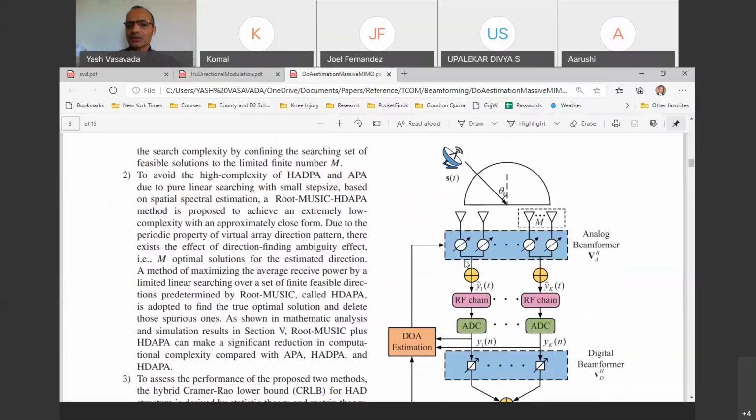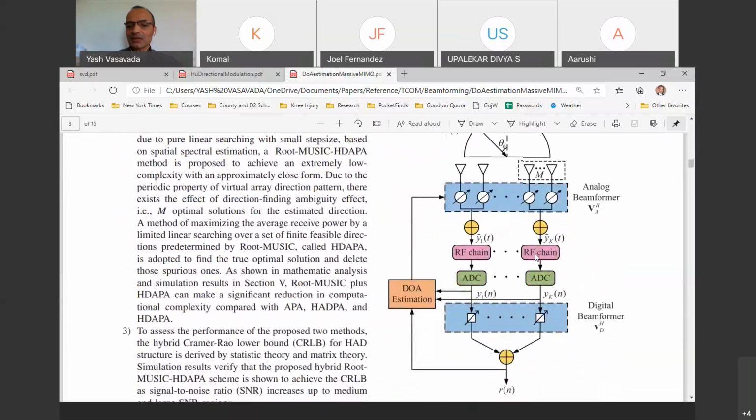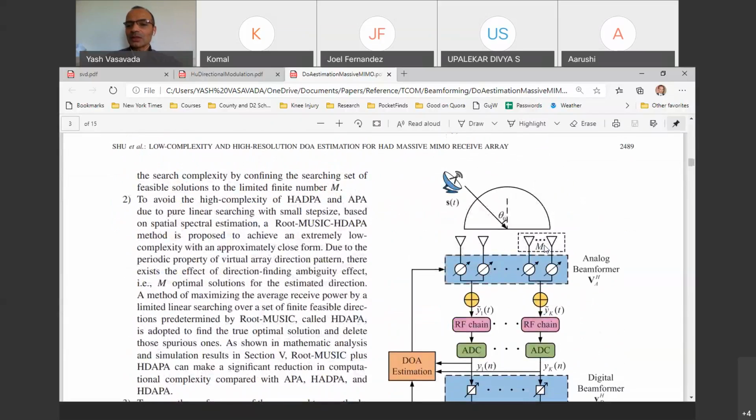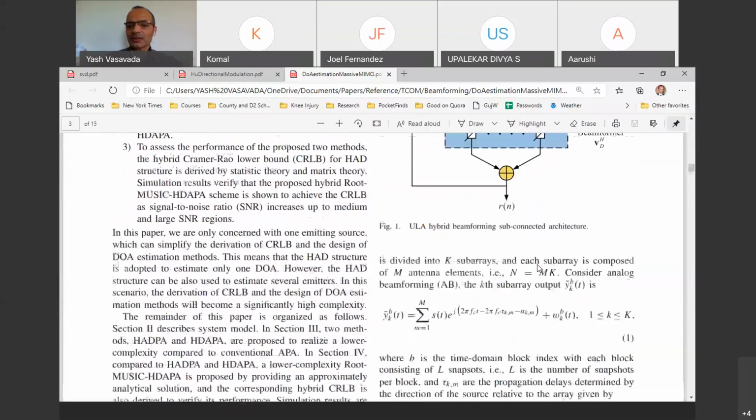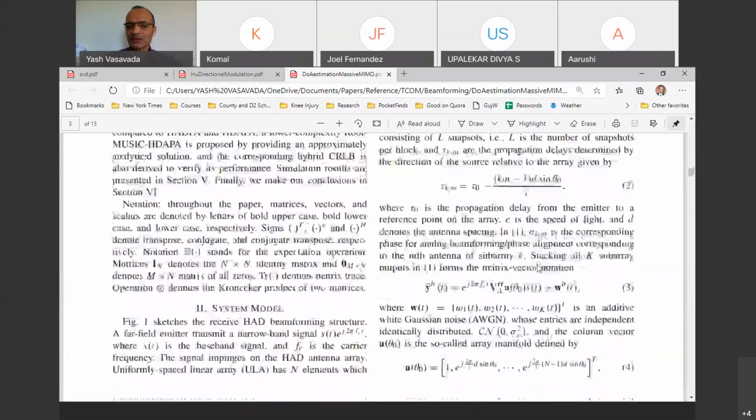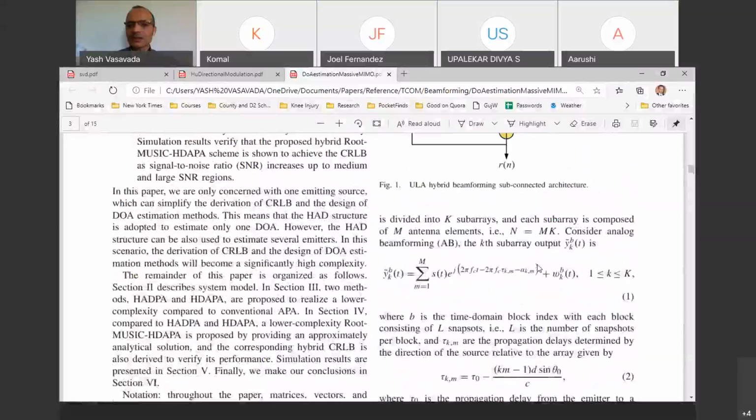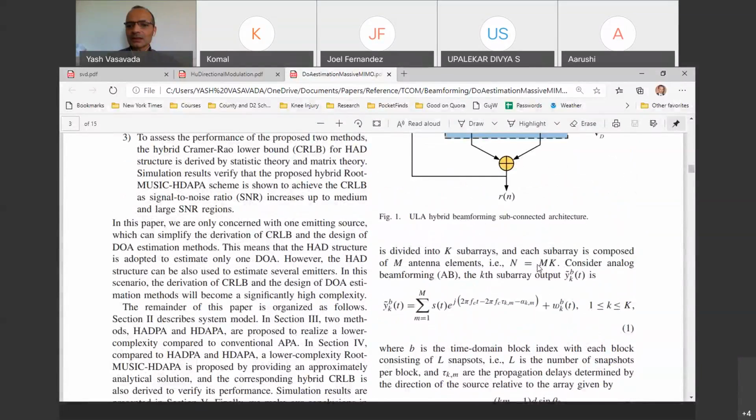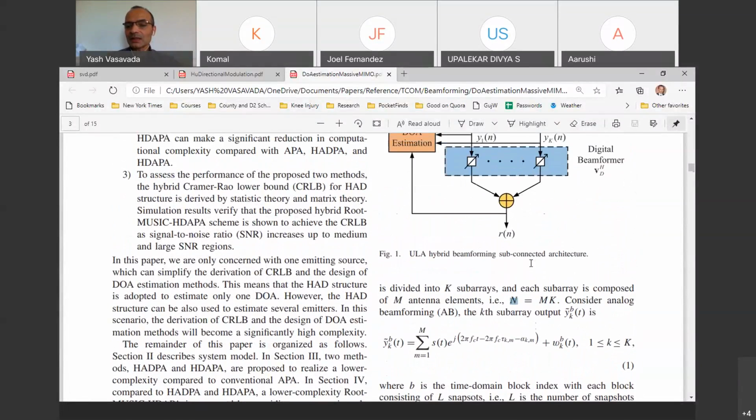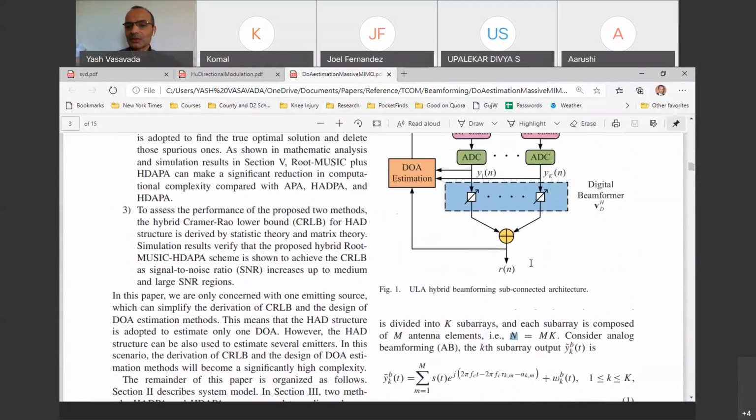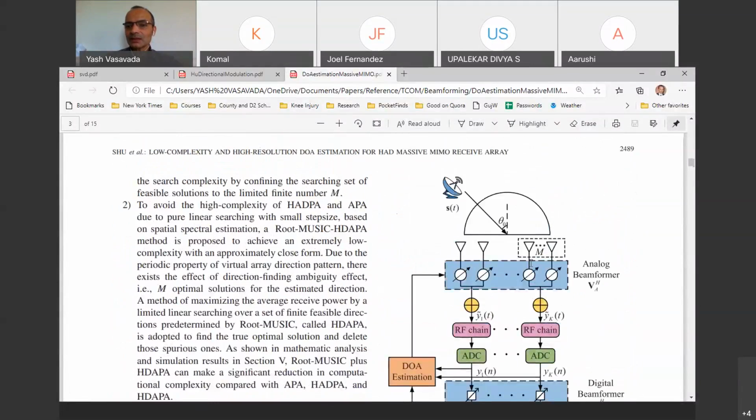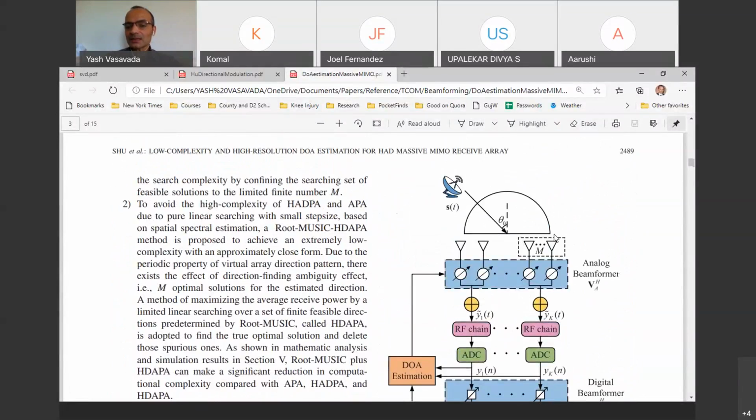But they are doing that in this hybrid manner. And so what is meant by hybrid? What they do is they have a large number of antennas that they're calling N, or M times K. The total number of elements they have is capital N, and this N can be very large. So what they do is they divide this large array into such sets.